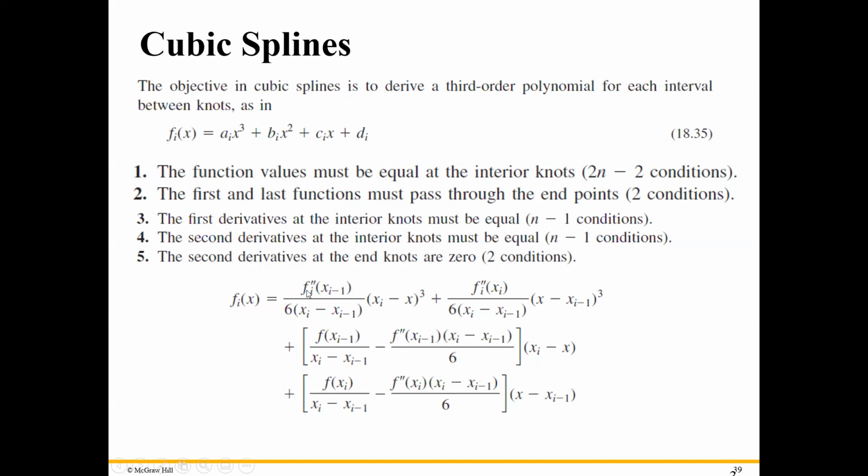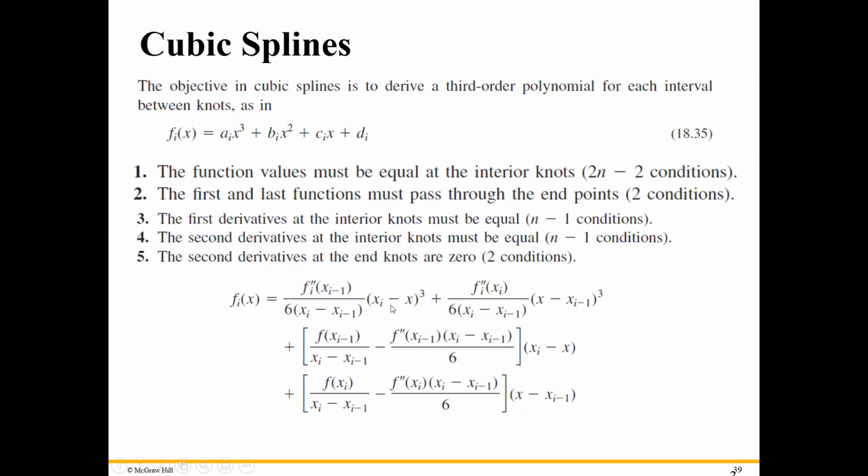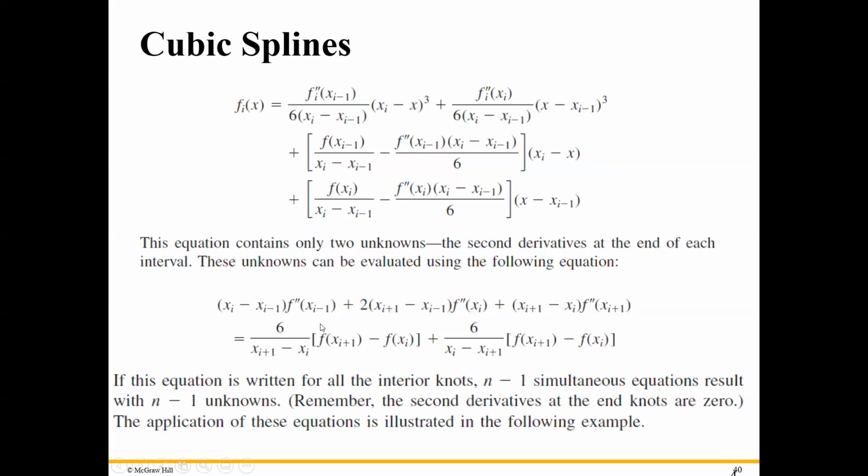So f_i(x) is equal to f double prime of x_{i-1} and f double prime of x_i, and so on. So to use this formula, we have an unknown value of f double prime, because initially we will have the values of x and f(x), but this formula uses the f double prime of x. So this f double prime of x can be calculated by another equation. This is the second one. So this is the first equation which I just showed over here, and this is the second equation.